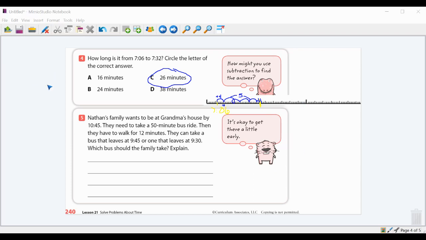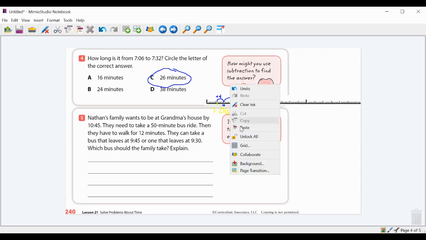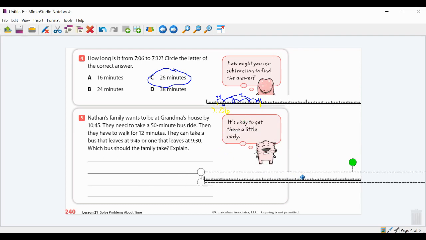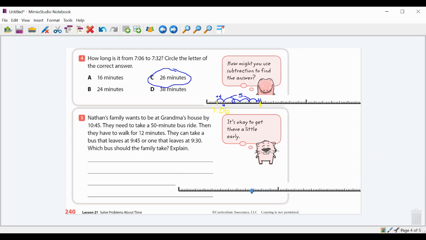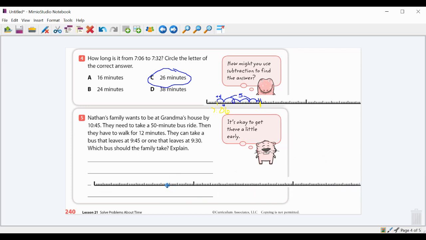So let's get our number line, and you can be drawing your own number line. All right, they want to be there by 10:45. I'm gonna just use this spot here. So let's say this is gonna be in the nines. Let's make this 9 o'clock. We'll make right here 10 o'clock. Over here will be our 11 o'clock. Ooh, I need to work on that handwriting.